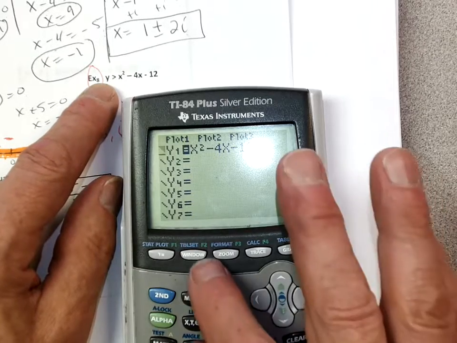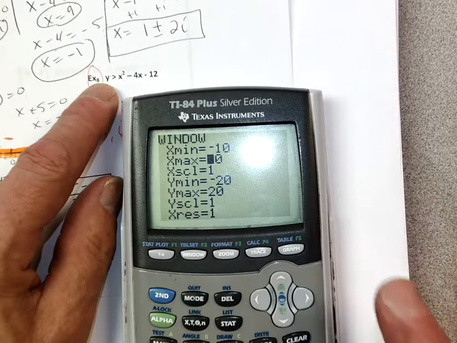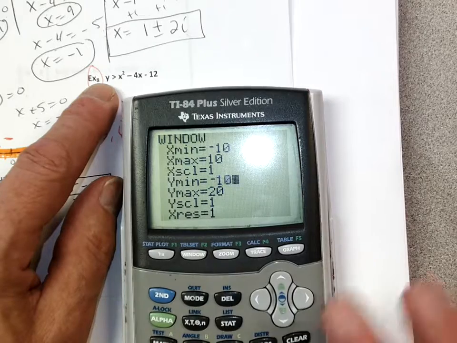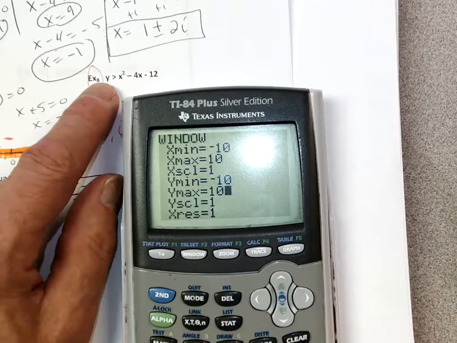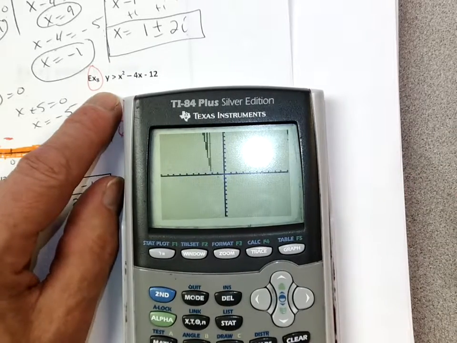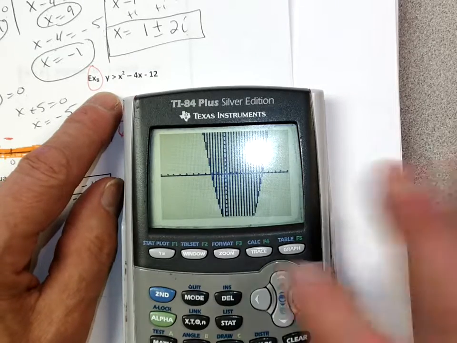Okay, let me check my window because I really want to go negative 10 to 10 and negative 10 to 10. There's my window. Negative 10 to 10, negative 10 to 10. Okay, just a standard window. I'm going to graph it, and there it is. Okay, now I might need to, after I hit graph right there, I got it.